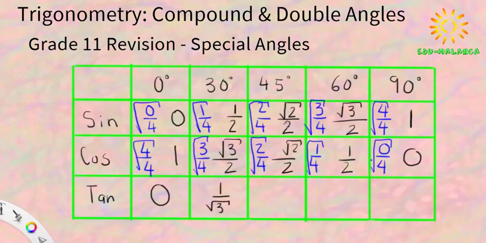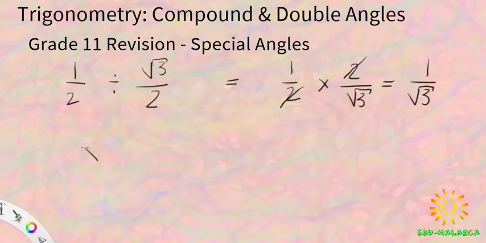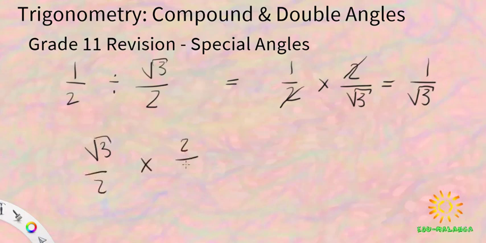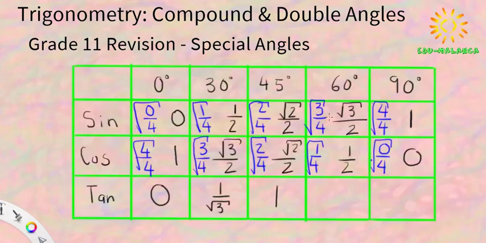Let's do the rest of them. Root 2 over 2 divided by root 2 over 2. Anything divides itself, you get 1. And the last one is 60 degrees. I have root 3 over 2 divided by 1 over 2. I'm going to make it easier for myself. I'm going to say root 3 over 2 times 2 over 1. I've already swapped it around and changed the sign. That's equal to, these will cancel out, root 3 over 1, and it's simply equal to root 3.